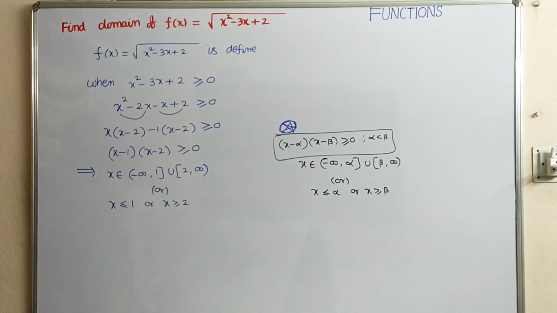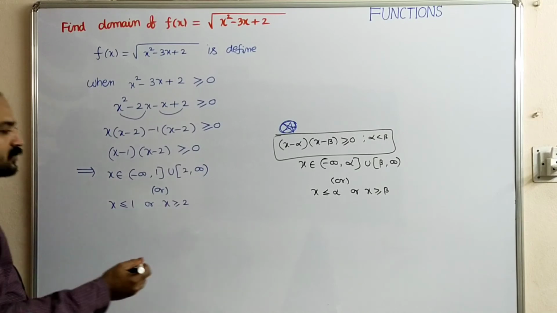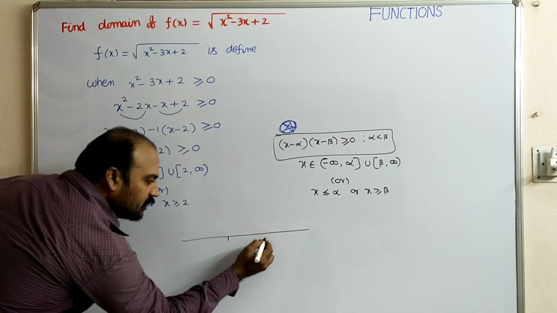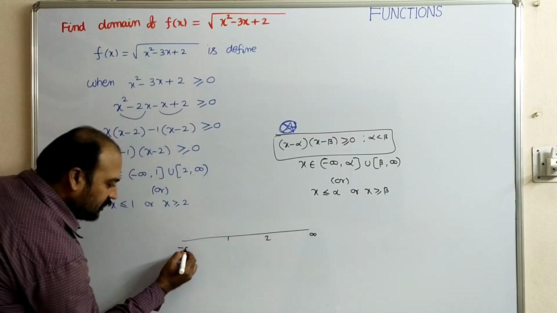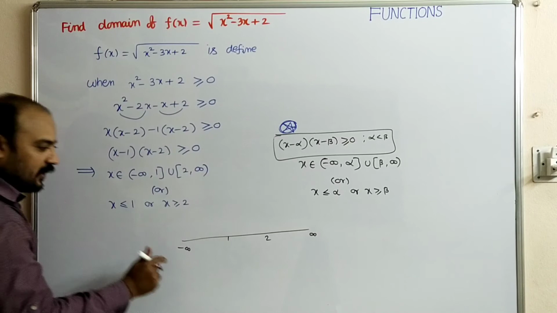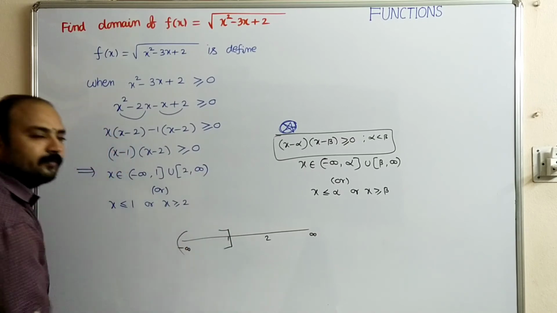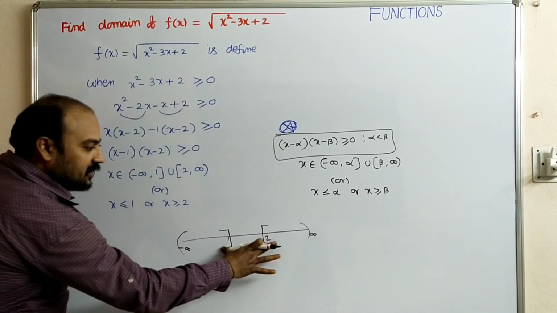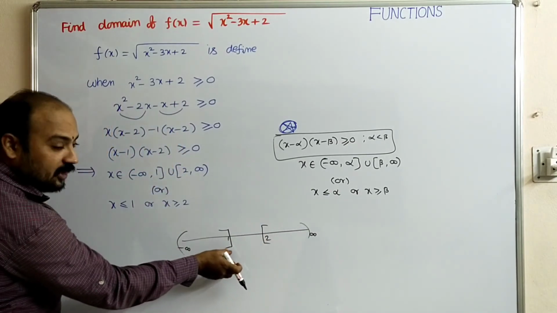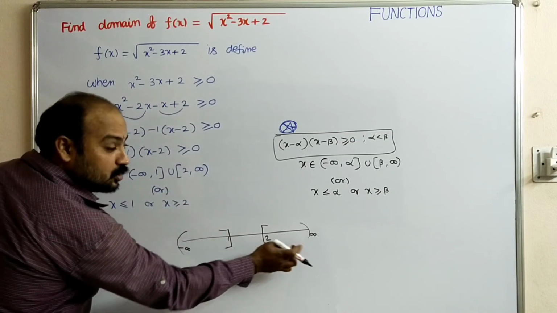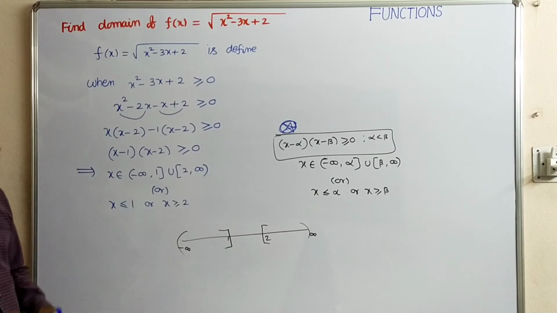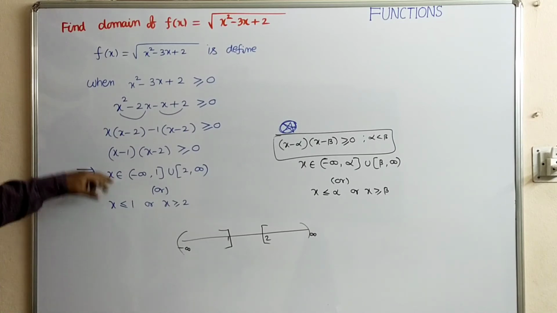This is the way you have to get it. If you want, you can represent it on the real number line also. See here, what are the factors? 1 and 2. So here 1, here 2, here infinity, here minus infinity. x is less than or equal to 1, union, x is greater than or equal to 2. So the combination of these two is the open interval of minus infinity to closed 1, union closed 2 to open infinity. That is all I wrote here. So this is the required domain of the function.